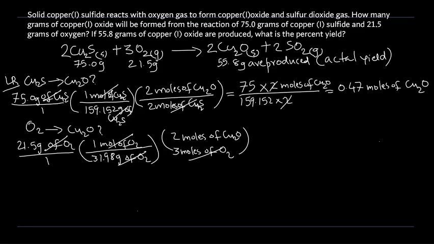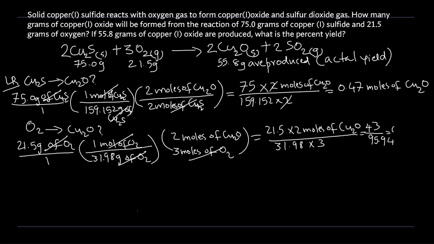So we have 21.5 times 2 moles of copper(I) oxide divided by 31.98 times 3 in the denominator, that equals 43 in the numerator and 95.94 in the denominator, which equals 0.45 moles of copper(I) oxide. Which one is the lowest number of moles here? It is 0.45 moles of copper oxide, which we got using oxygen. So oxygen is the limiting reagent.